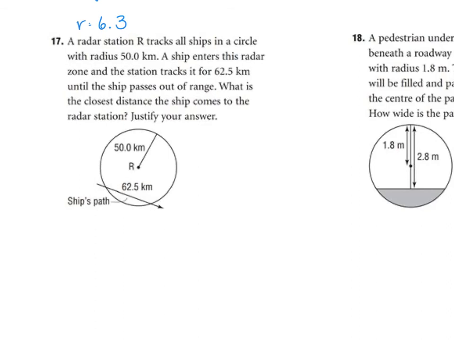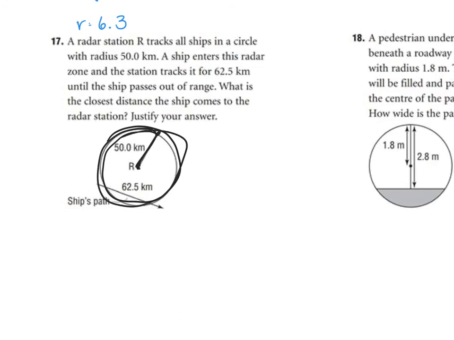Number 17 here is a little bit trickier. So we have a radar station R, so that's right there. It tracks all ships in a circle with radius of 50 kilometers. Okay, so that's the circle that they've drawn there. There is 50 kilometers away from that radar station.